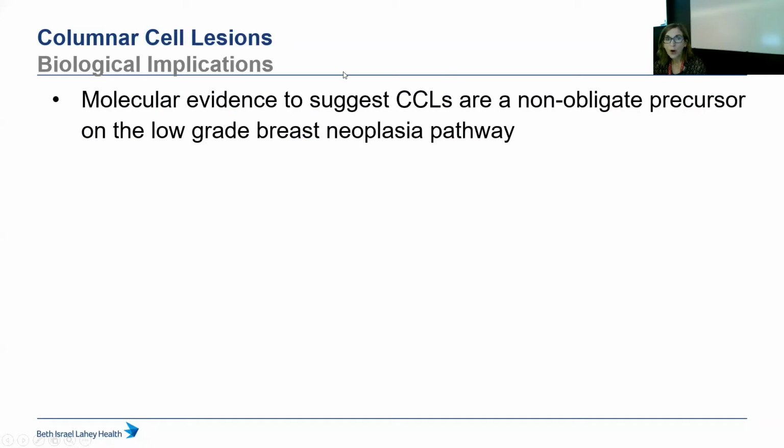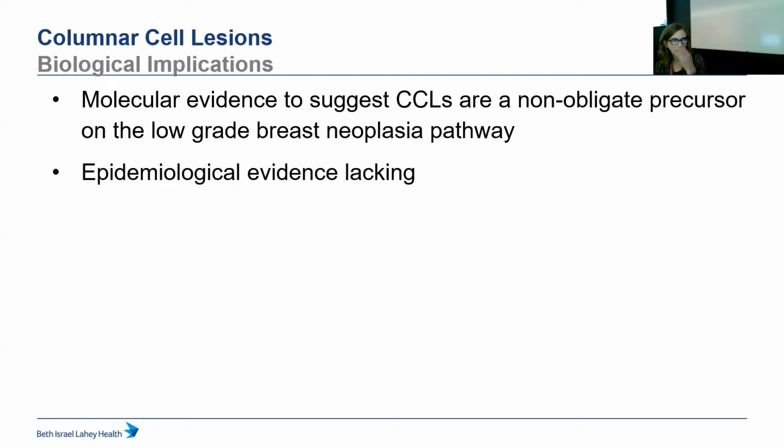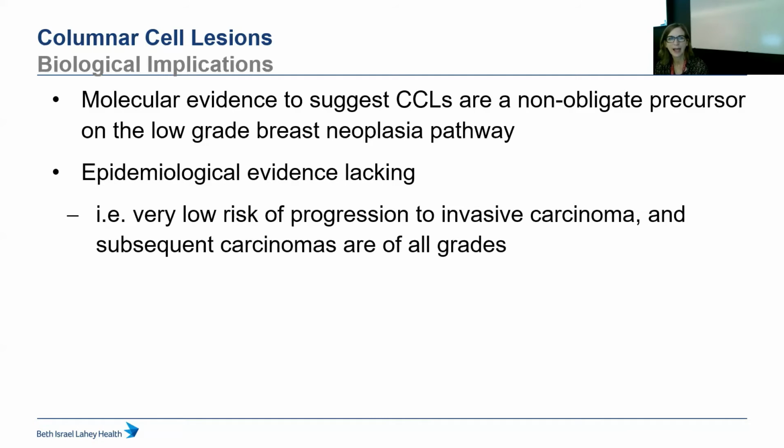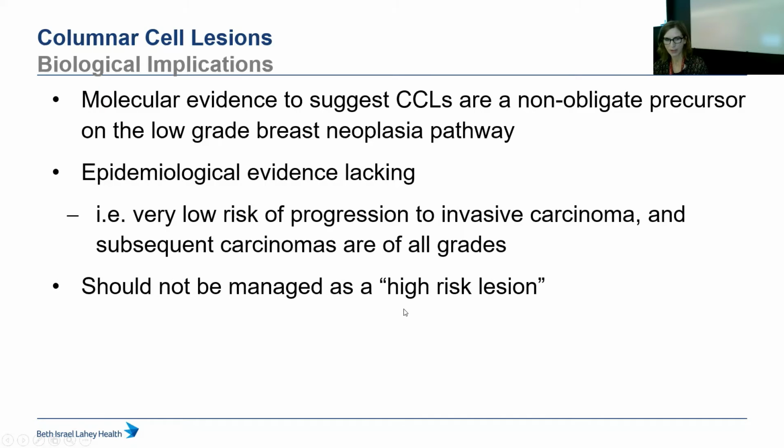From a molecular perspective, there is evidence to suggest that columnar cell lesions are a non-obligate precursor on the low-grade breast neoplasia pathway, but the epidemiologic evidence is lacking. We see very low risk of progression to invasive carcinomas. And in fact, subsequent carcinomas are of all grades rather than just low-grade lesions, which may be a function of that long time interval and other carcinomas popping up in the interval.